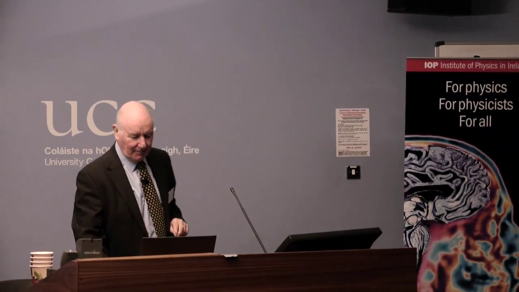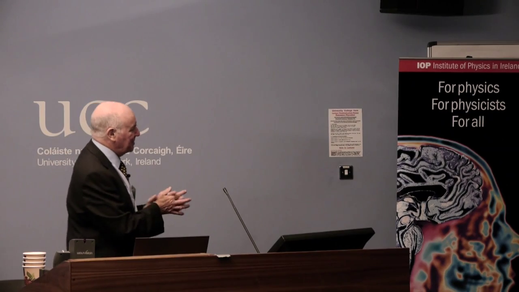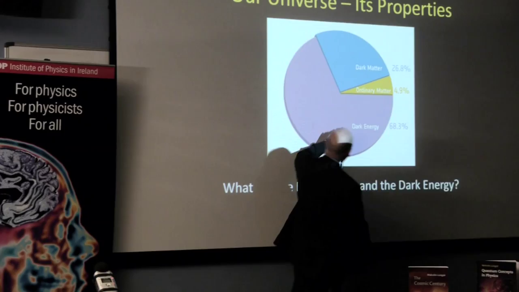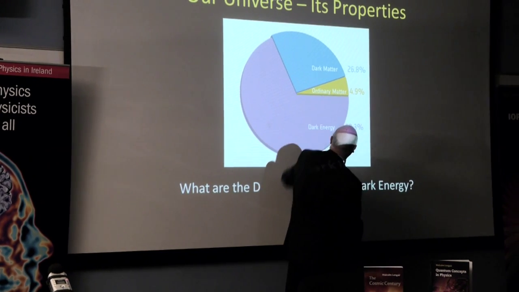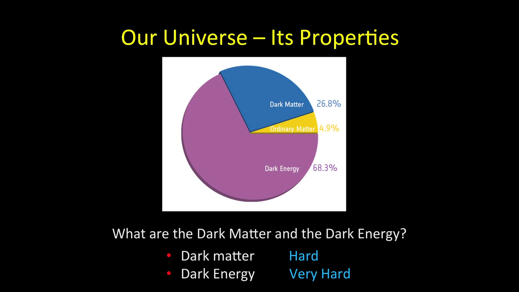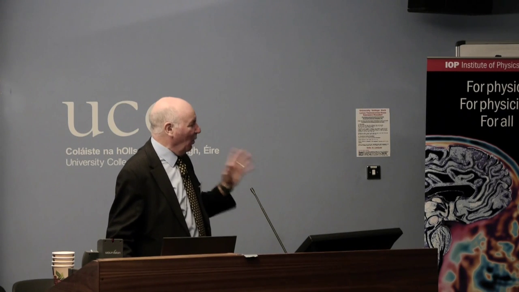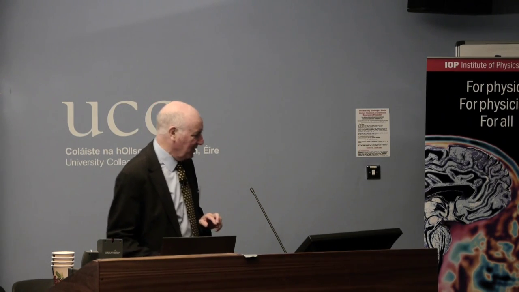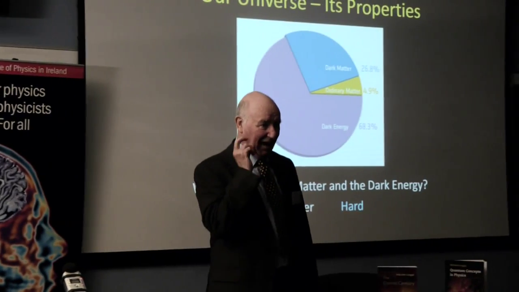Well, the result of all of this, as was shown by Paul, is the dominance of the dark energy, the dark matter, and then the ordinary matter only making up less than 5% of the total. Now, of course, obviously, the big challenge is what are the dark matter and what is the dark energy? And the answer is, of course, that the dark matter is a hard problem, all right? You know, it's a hard problem.